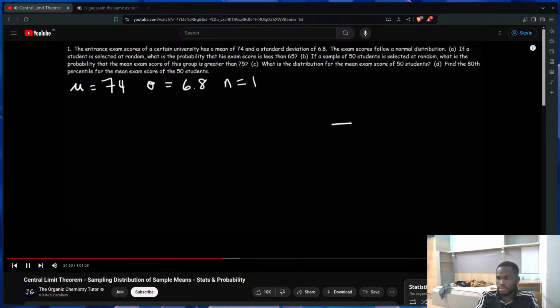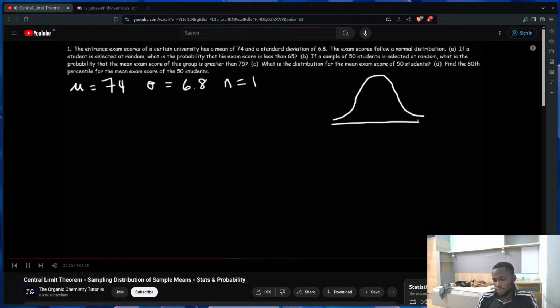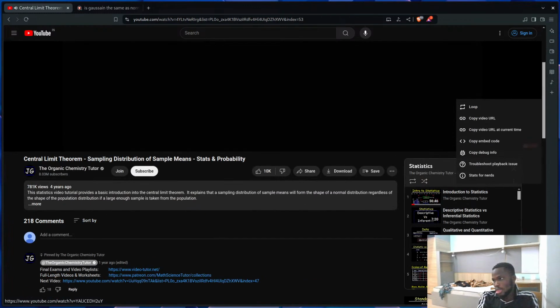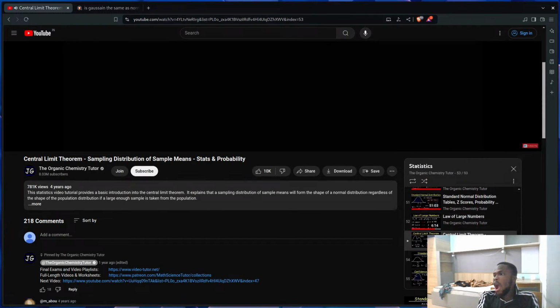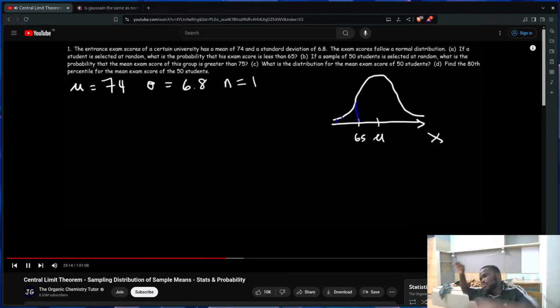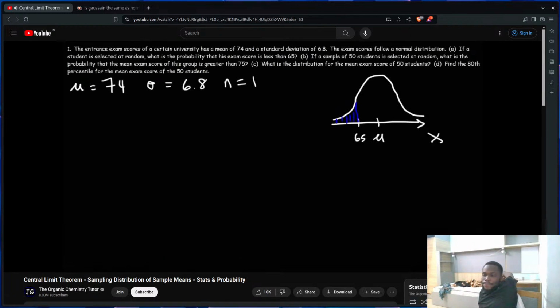Now, if we were to draw a graph, we're dealing with a probability distribution that has the shape of a normal distribution. So this is going to be x instead of x bar with the mean mu. Now, we want to calculate the probability that his exam score is less than 65. 65 is going to be to the left of the mean. So we need to calculate the area under the curve to the left of 65.